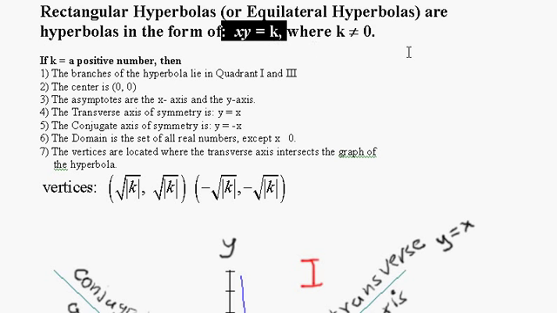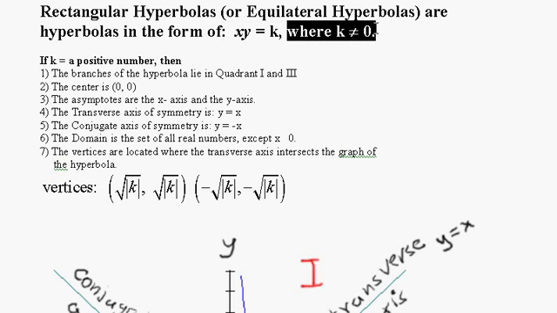And there's a condition here. K cannot be 0. It's got to be a positive number or a negative number. It cannot be 0. And if I can get you to think back for a moment, you have seen equations like this before. Remember inverse variation?